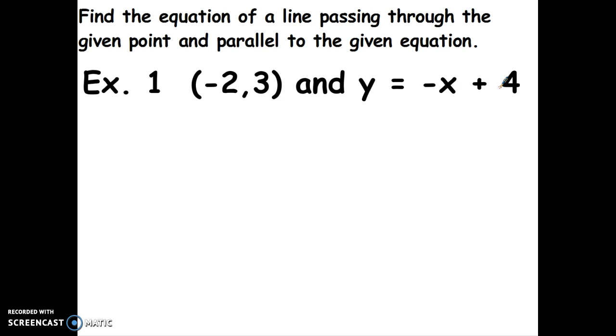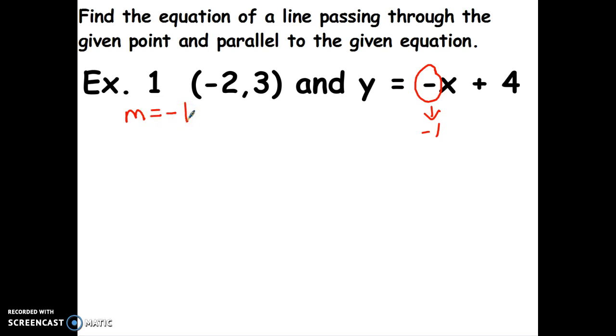Okay, so the main thing that we need to remember is that parallel lines have the same slope. Okay, the same slope. So the first thing that we need to do is identify the slope for the equation that we're given. Well, we see the slope is represented right here. So what is that number? -1. Okay? So we know that our m equals -1.